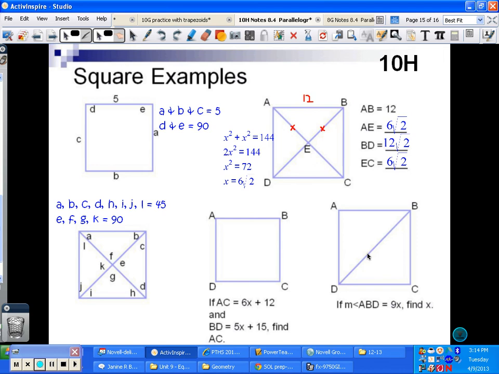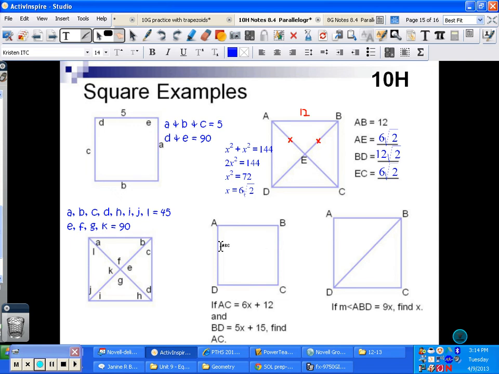Let's take a look at the bottom middle problem. The bottom middle problem tells us that AC is 6x plus 12, so one of the diagonals. BC is 5x plus 5, and it wants us to find the length of AC. So what we're going to have to do is solve for x, and then plug it back in. But not too hard because we know that the diagonals are congruent. So 6x plus 12 is equal to 5x plus 15. We're going to subtract 5x and 12 from both sides at the same time and get x equals 3.